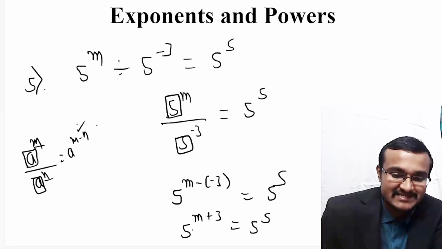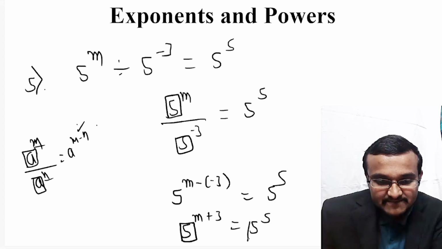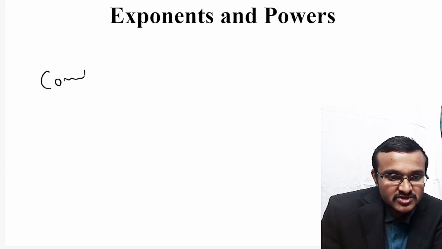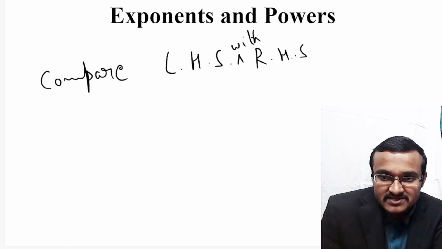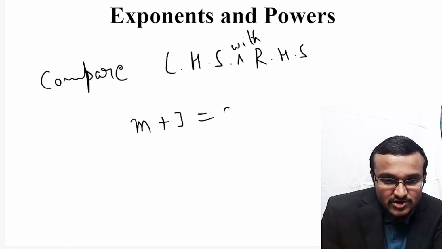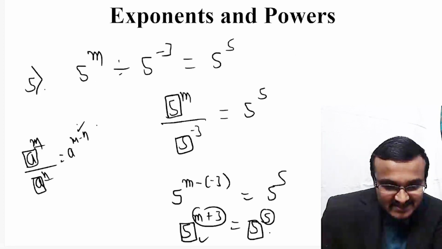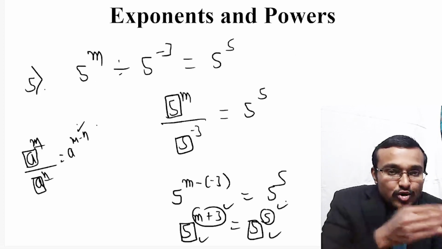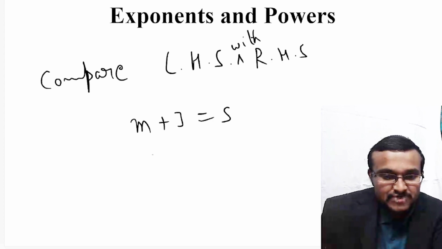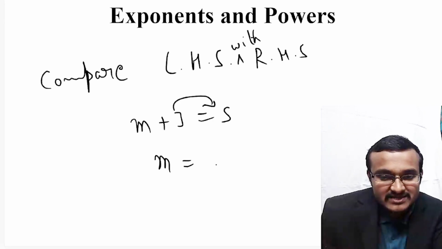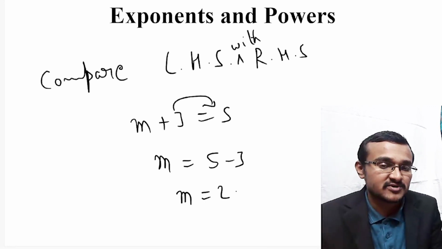So when you compare LHS and RHS, here also 5 is there, here also 5 is there. So the powers should be equal. So comparing LHS with RHS, we are getting m plus 3 is equal to 5, because here the base is the same, 5 and 5. So the powers should be the same because one is on the LHS and one is on the RHS. So m plus 3 is equal to 5. Now you can find the value for m. Bring this plus 3 to the RHS, it will become 5 minus 3. So m is equal to 2. This is the answer for this fifth question.